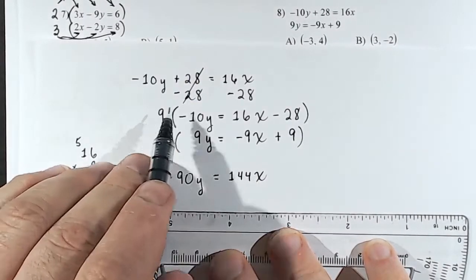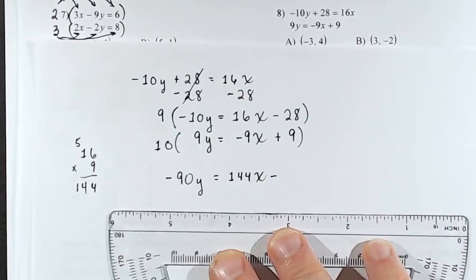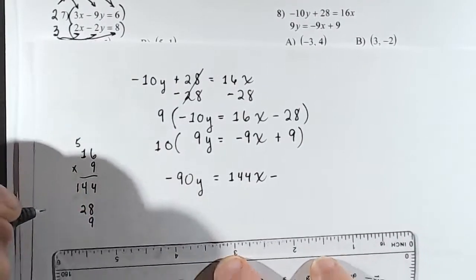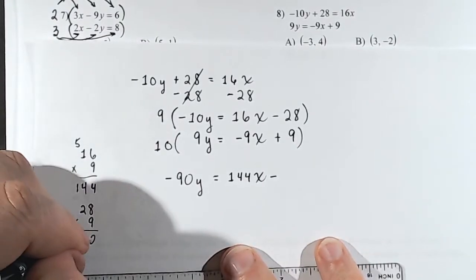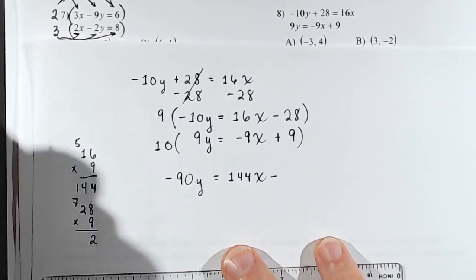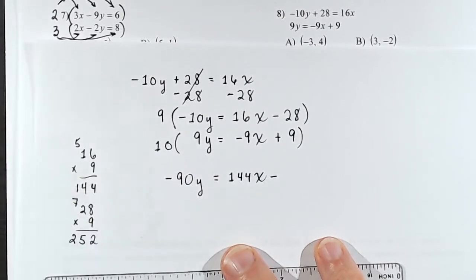And now I have to multiply 9 times negative 28. So I'll just put the minus sign and then do 28 times 9. 8 times 9 is 72. And 2 times 9 is 18 plus 7. 18 plus 7 is 25, so this is 252.